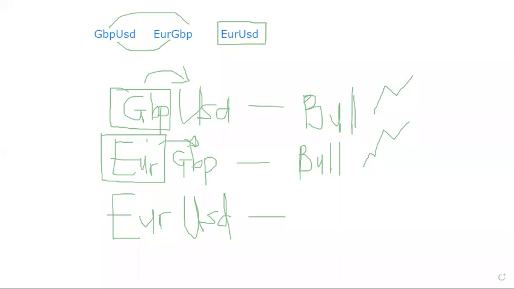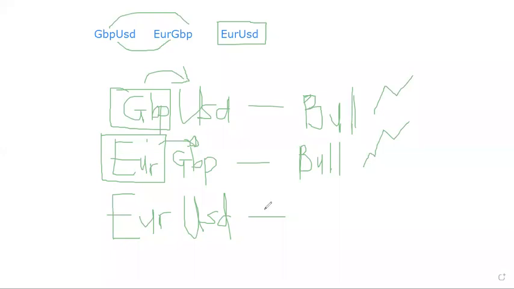Beautiful. I'm seeing everybody commenting their opinions. I'm still waiting. I want to see two more responses before I move on. I've seen 3 so far. I want to see 2 more to make it 5. So what is going to be the momentum on the Euro USD chart? Beautiful. I want to see 1 more.